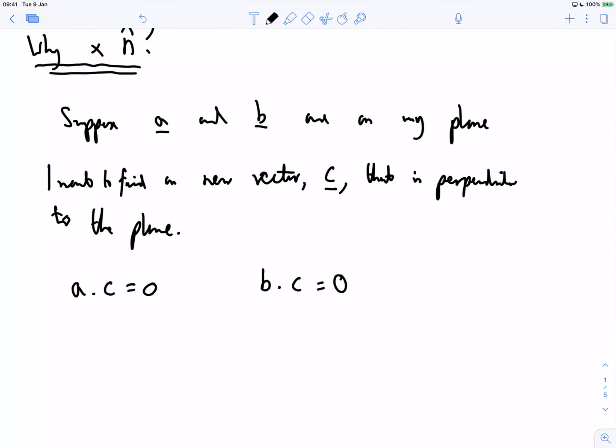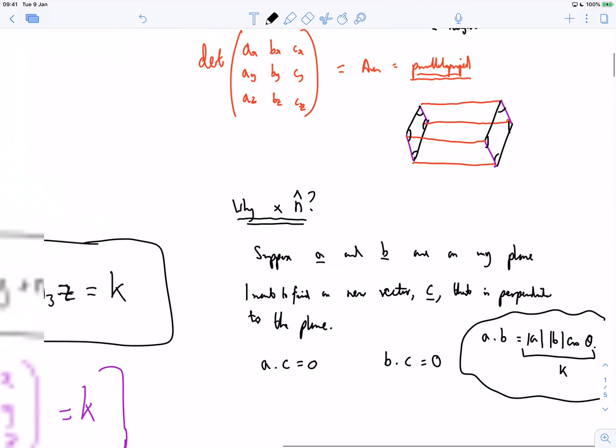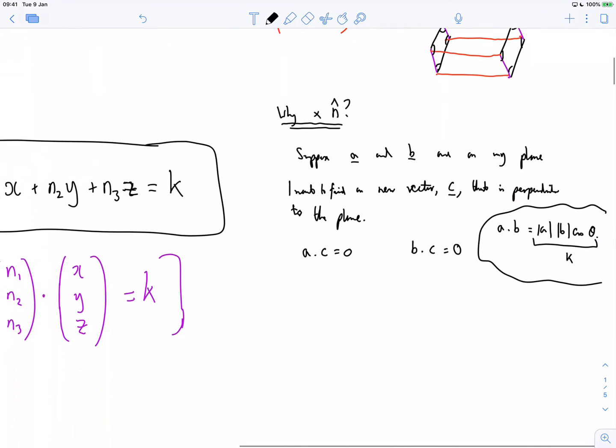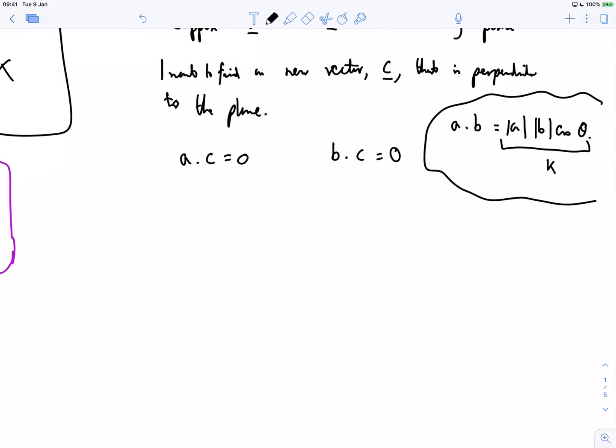Remember that the scalar product is that if I've got A dot B, that is the length of A times the length of B times cosine of theta, and that will produce a scalar. That will produce a number k. It's called the scalar product because it outputs a scalar. The vector product is called the vector product because it outputs a vector. And it's also called the cross product because there's a cross here. Okay. So, what would it look like for A dot C to equal 0 and B dot C to equal 0? Well, let's prove this.